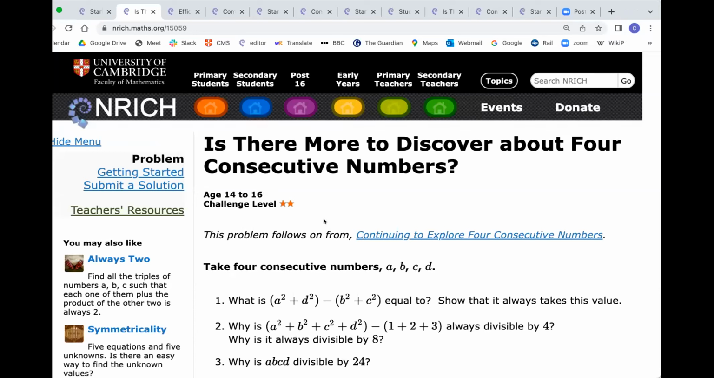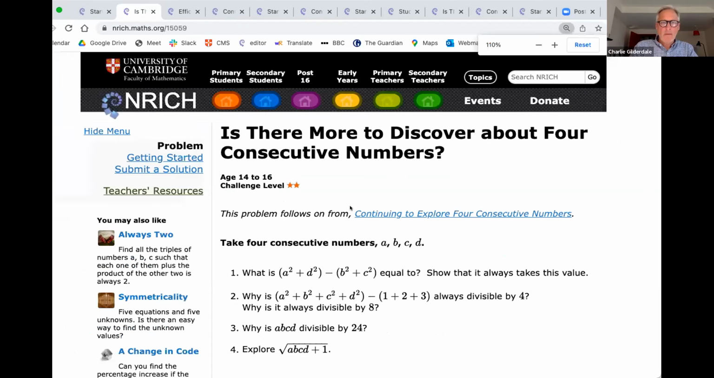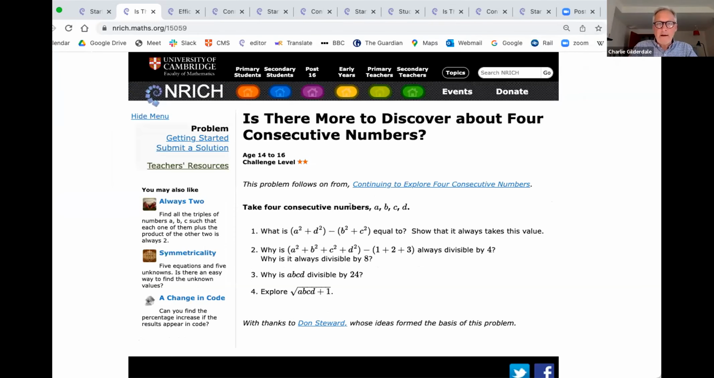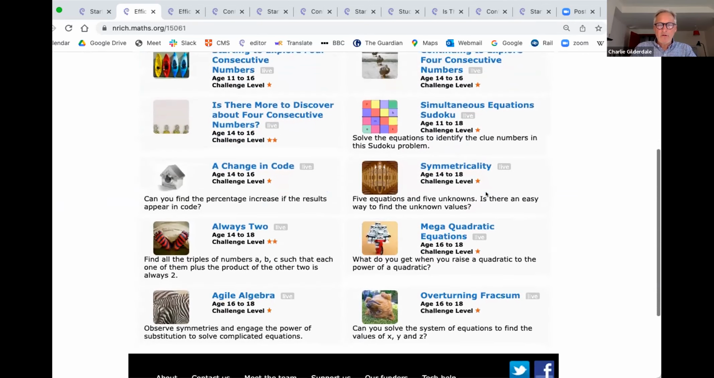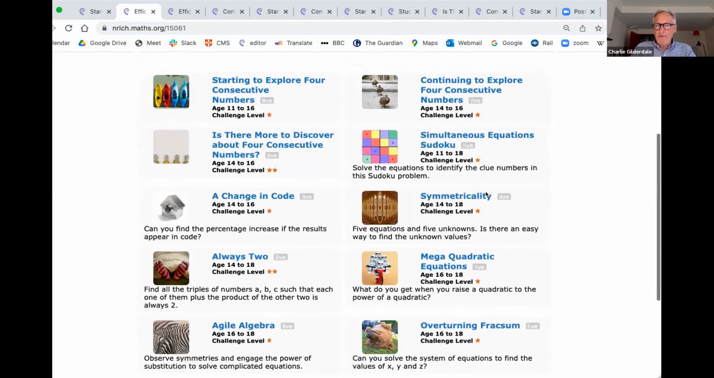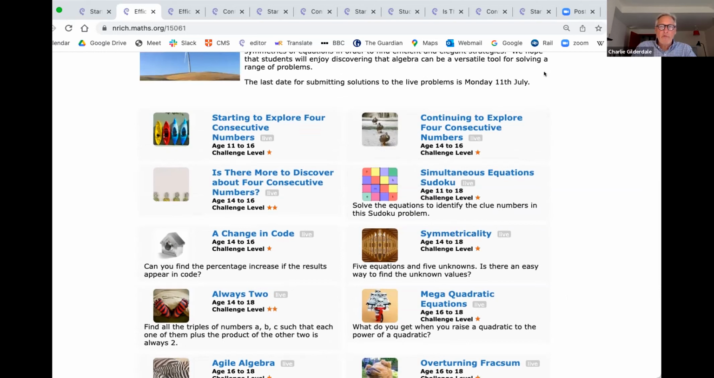Yes, I can. Good. Okay, so just to remind everybody how to find these problems, I'm going to go back to the secondary teachers homepage. And it was the latest feature that we'd been talking about. And there are the 10 problems. We've talked about 5 of them. The 3 to do with consecutive numbers, and then symmetricality and agile algebra. They all say live next to them, which means that they're all open for solutions. And it means that students can send in solutions, and we've got a deadline.